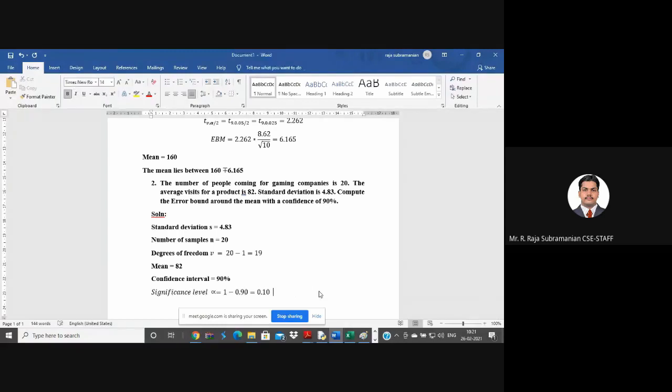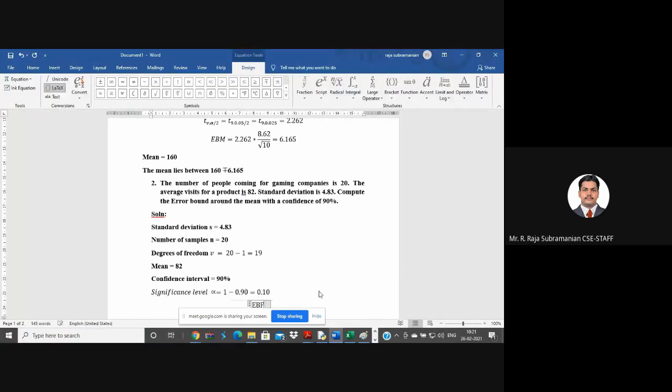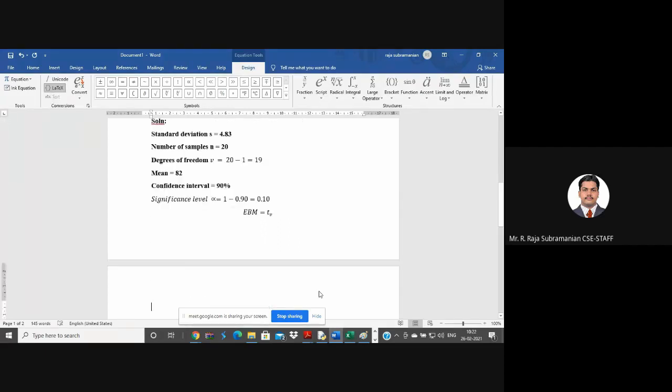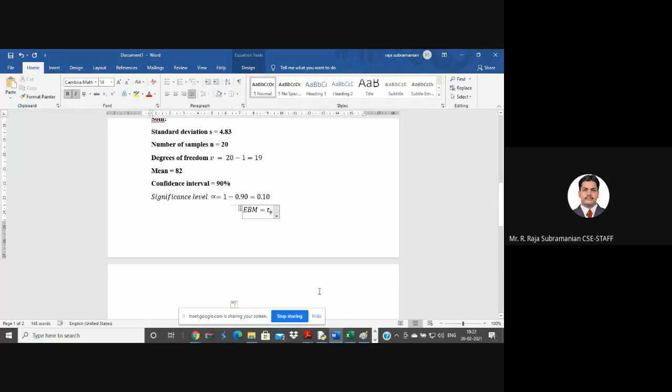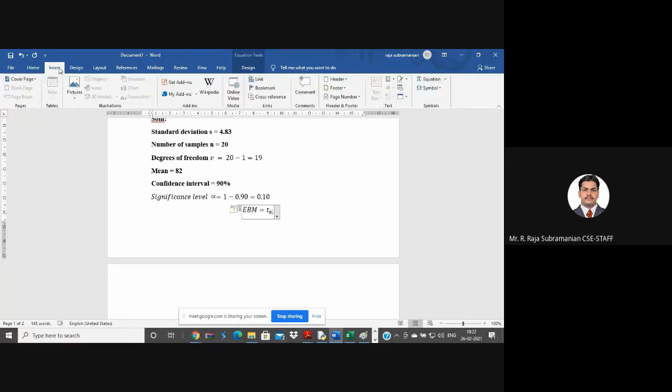What is EBM then? EBM is equal to, I take the value. Now first I have to compute the T, and T of V comma alpha divided by 2. Here also I'm going to go for two-tailed. So if I go for two-tailed, I can take alpha divided by 2.